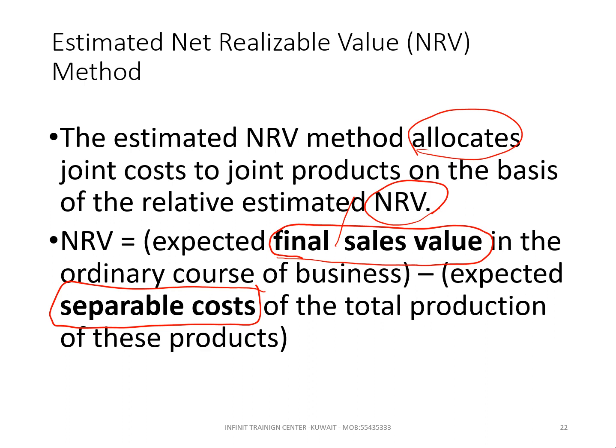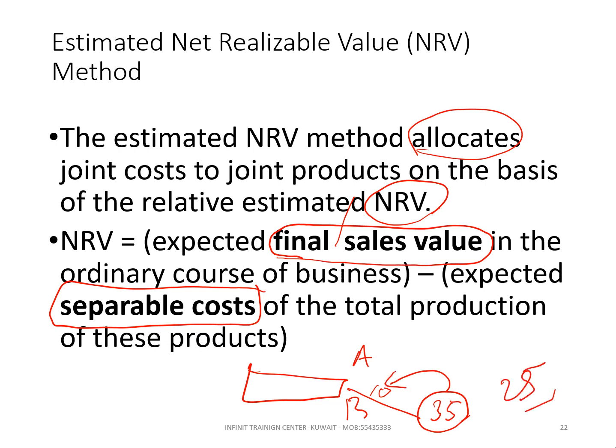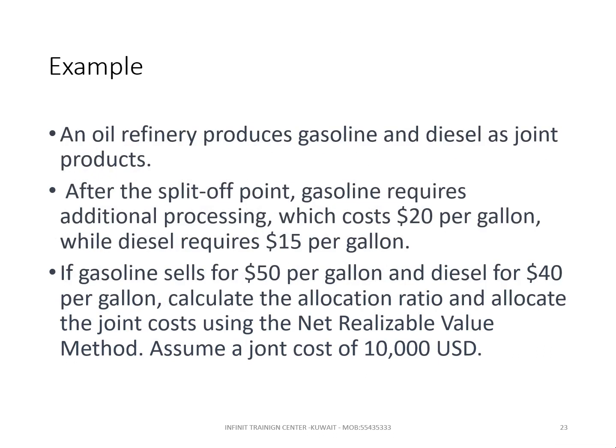Example, here we have a product, A and B, and B is processed further, I spent $10 and I sold this for $35. I can sell it for $35. So what is NRV? It is the final price minus the further processing cost. So in this case it is $25. So indirectly we are finding out the value at the split off point. So 25 is the NRV in this case, final price minus your separable cost.